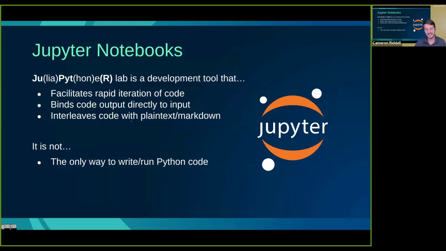Jupyter stands for Julia, Python, and R because it was originally designed to support those languages, but I will say it supports more languages than that now, so the name is a little bit out of date at this point. But Jupyter Notebooks and Jupyter Lab are a development tool that facilitates the rapid iteration of code. It binds code output directly to input and allows you to interleave code with plain text or markdown text.